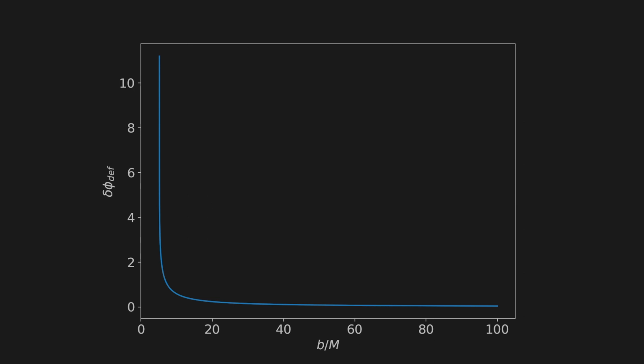We can also see that the deflection angle shoots up to infinity for some finite value of b over m. To be precise, the deflection angle becomes infinite for a value of b over m of the square root of 27. The physical interpretation of this is that at a certain distance from the center of gravity, light orbits in a circular path. Slightly closer to the center of gravity, light will spiral inwards, while slightly further away, light will spiral outwards. This distance can be calculated to be 3m, but I won't do it here.